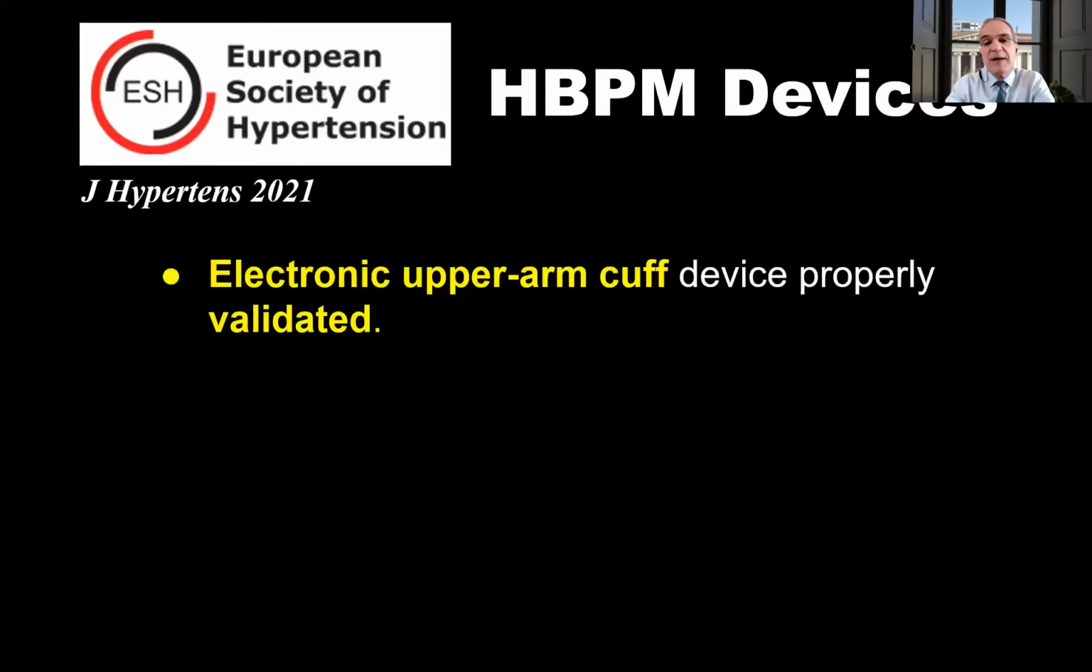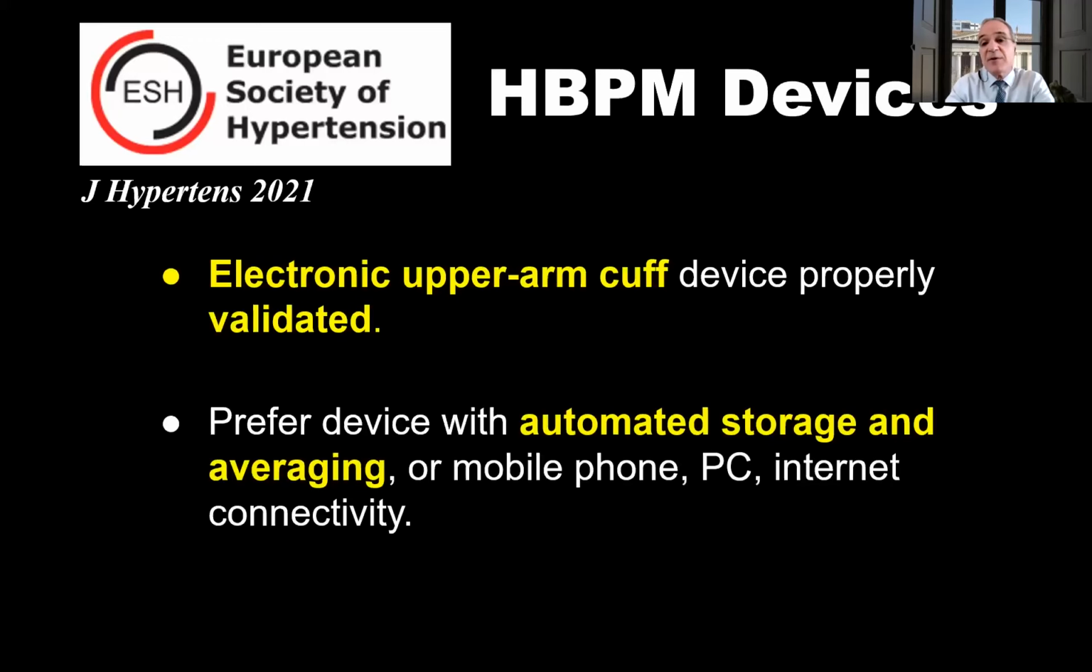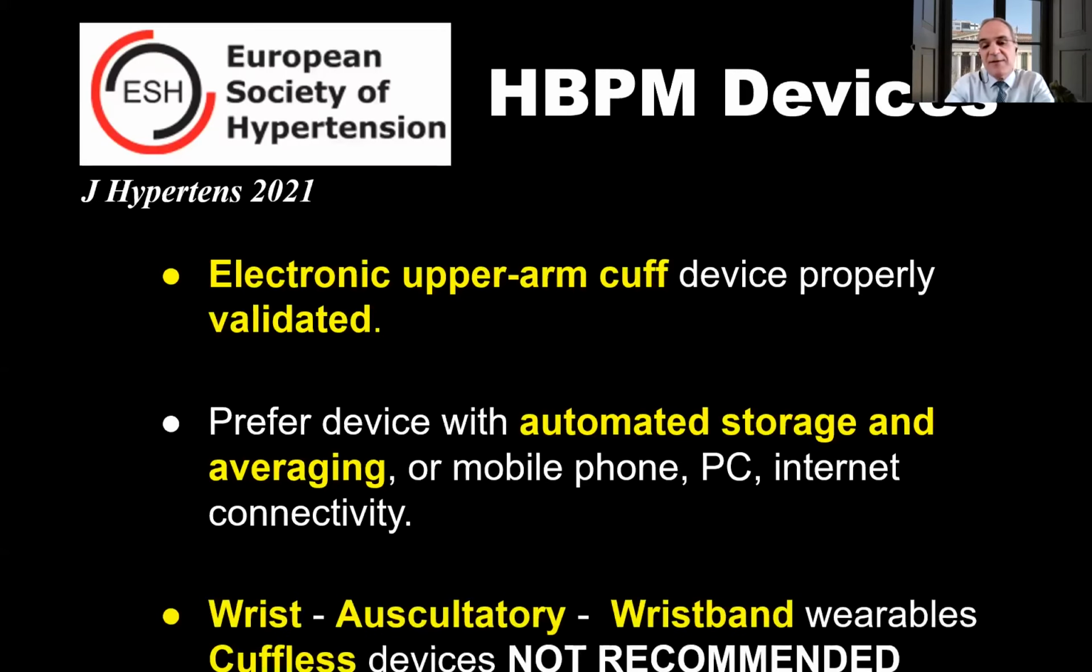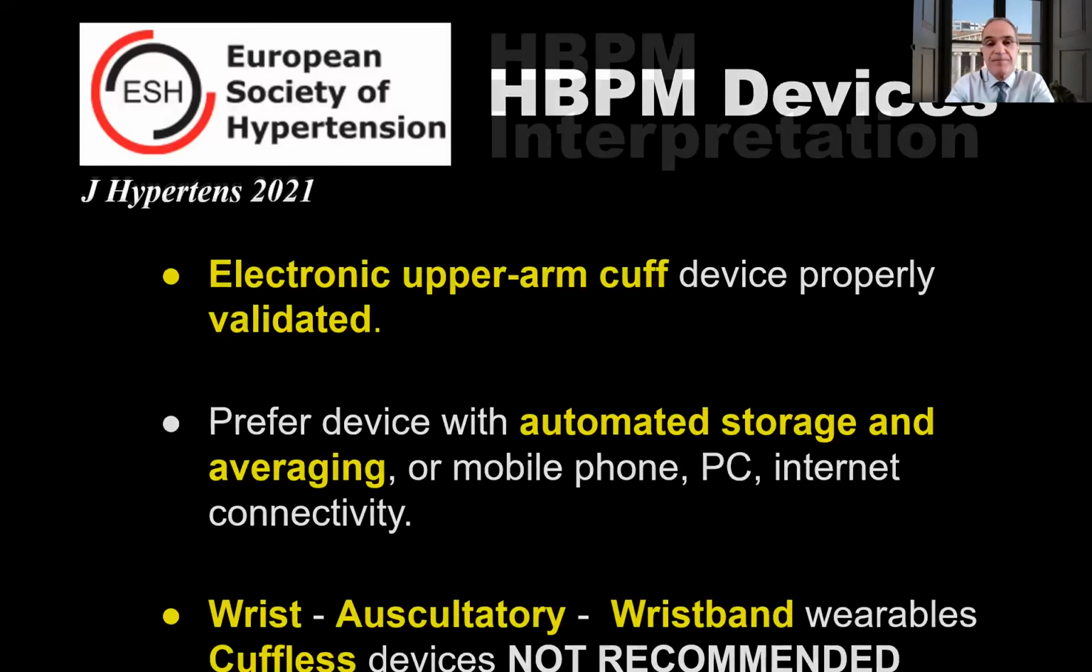For home, we recommend electronic upper arm cuff devices, which have been properly validated. We prefer devices with automated storage and averaging or mobile phone, PC, internet connectivity. It's good to say that the cost of these devices is becoming low now. It's less than 100 euros, and such devices can last for longer than a decade. We do not recommend wrist devices, auscultatory devices, and wristband cuffless wearable devices for home monitoring.